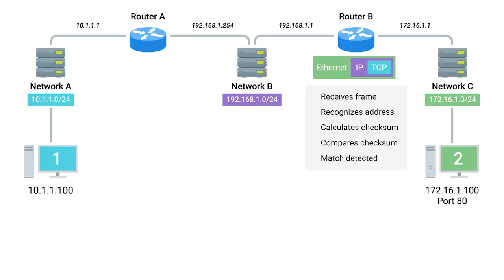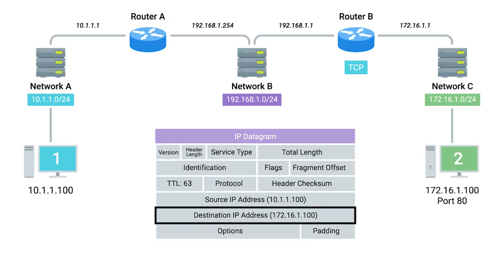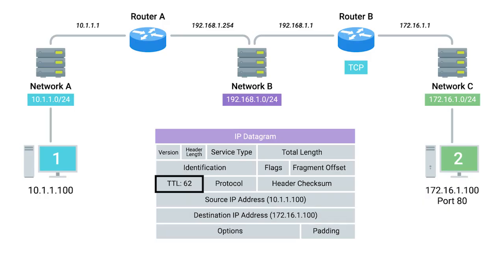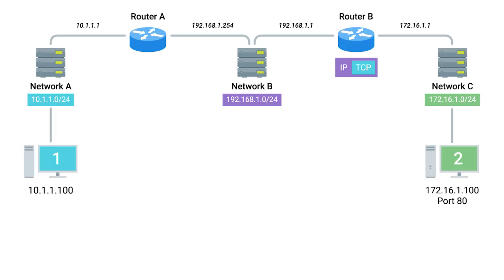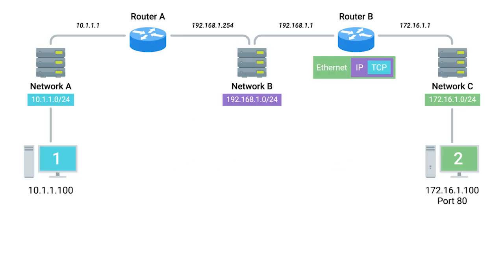Router B performs all the same checks, removes the Ethernet frame encapsulation, and performs a checksum against the IP datagram. It then examines the destination IP address. Looking at its routing table, router B sees that the destination address of computer 2, or 172.16.1.100, is on a locally connected network. So it decrements the TTL by 1 again, calculates a new checksum, and creates a new IP datagram. This new IP datagram is again encapsulated by a new Ethernet frame, this one with the source and destination MAC address of router B and computer 2. And the whole process is repeated one last time.